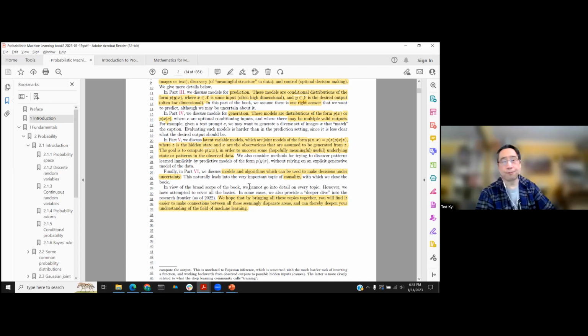Okay, so there you have it. The layout of the book is going to be fundamentals, inference, and then these 4 kinds of problems. We hope that by bringing all these topics together, you will find it easier to make connections between all these seemingly disparate areas and can thereby deepen your understanding of the field of machine learning. That pretty well sums up what I'm hoping to get from this book: to deepen my understanding and my connections for a lot of things that at the moment I may not realize are connected, but I think are disparate.